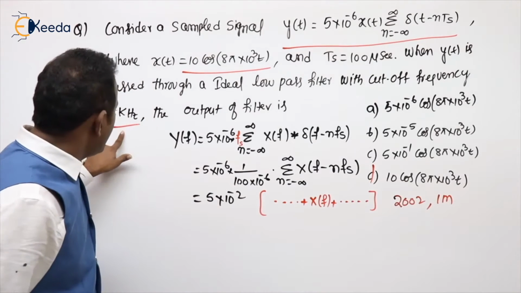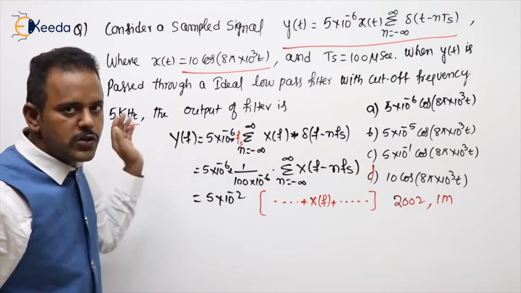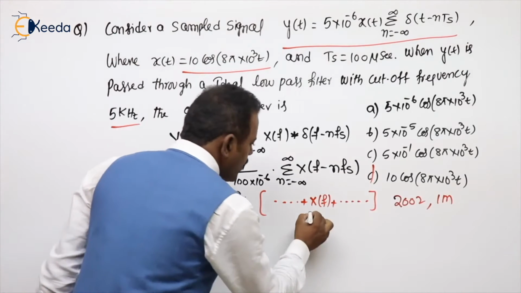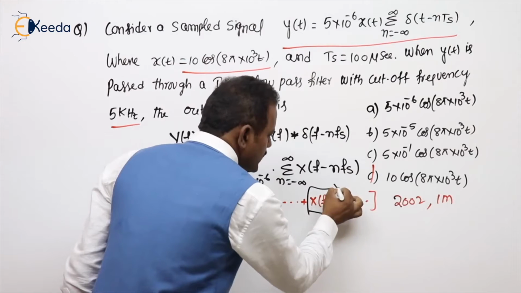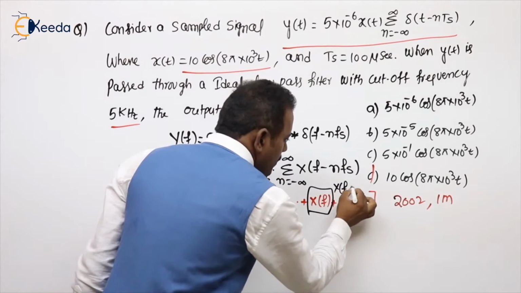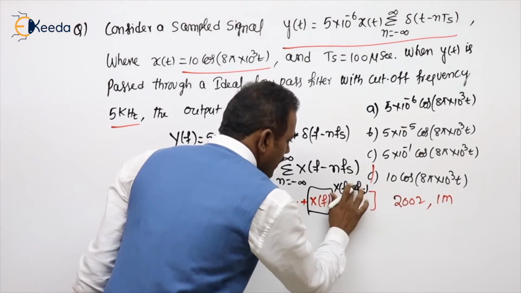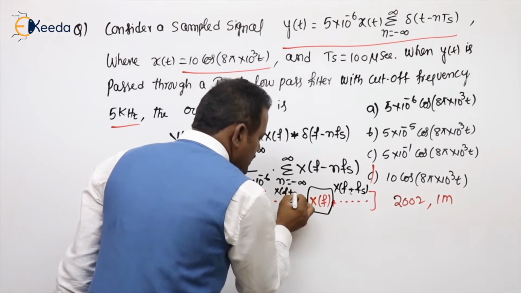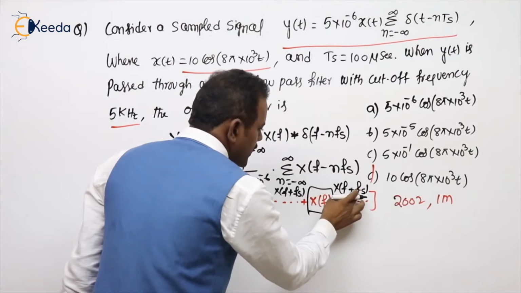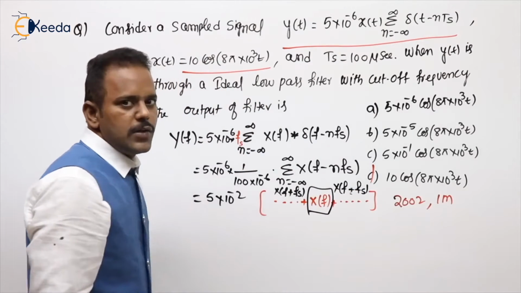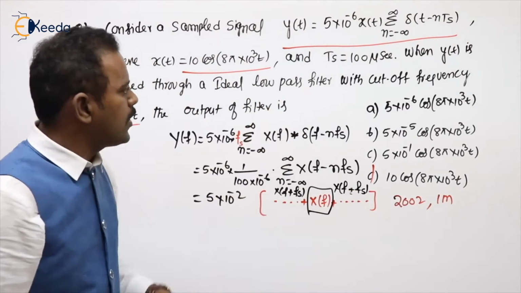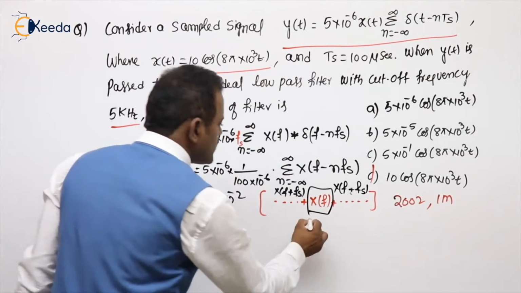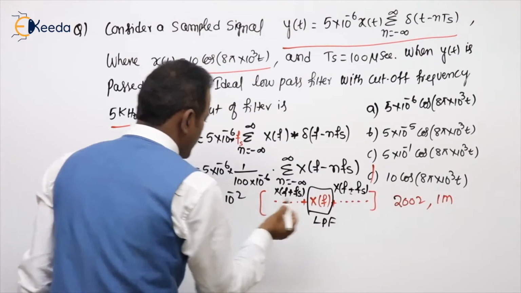But the ideal low pass filter is up to 5k, meaning those components are blocked. So the low pass filter is allowing only this component. What is the next component? X of f minus Fs, X of f plus Fs, shifted to 10k and minus 10k. Those are high frequency components blocked by the low pass filter because the cutoff frequency is given up to 5k only. So the low pass filter is allowing only the X of f component.